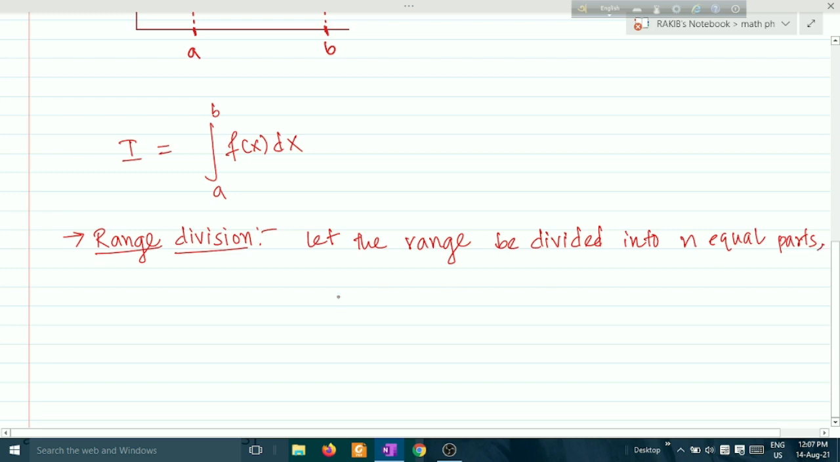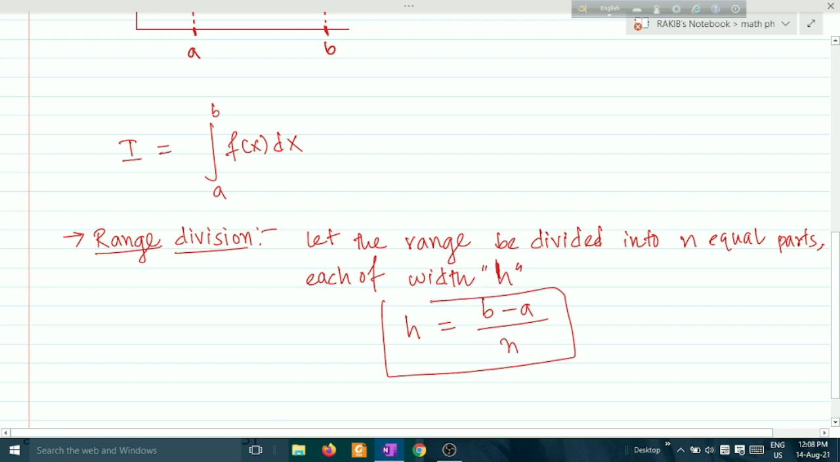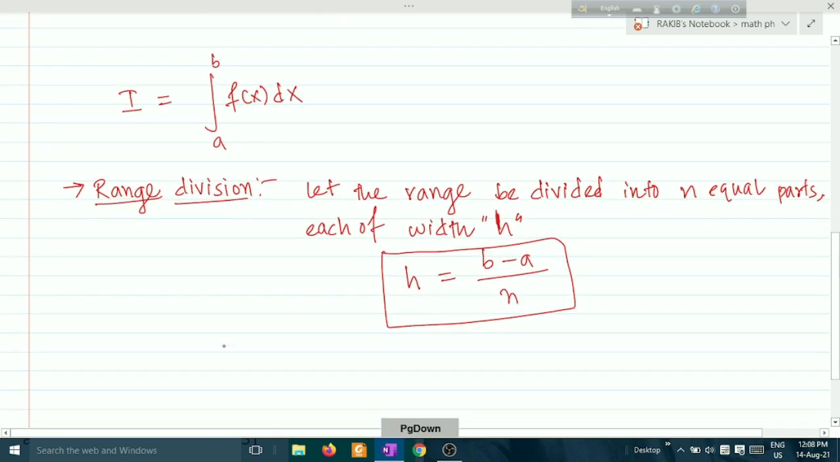Each of width h. Say this is h. What is h here? You have to calculate h by this formula: the upper limit minus the lower limit, upon n. This is the required formula we will need for determining h.